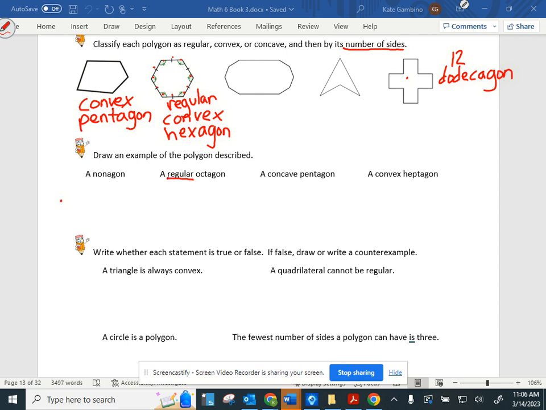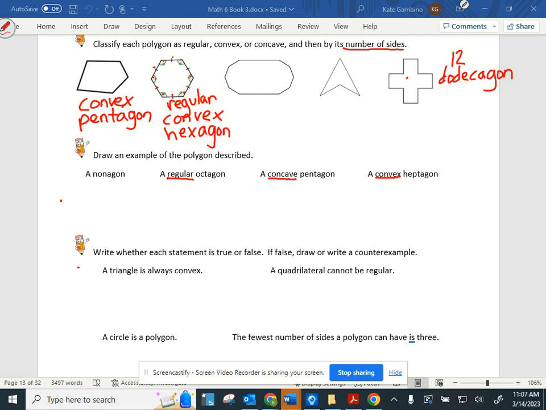But if it's a regular octagon, what does that mean? All the sides and angles have to be the same size. They have to be congruent. If it's concave, you have to make it look concave. If it's convex, make it look convex. Make sure you have the right number of sides.